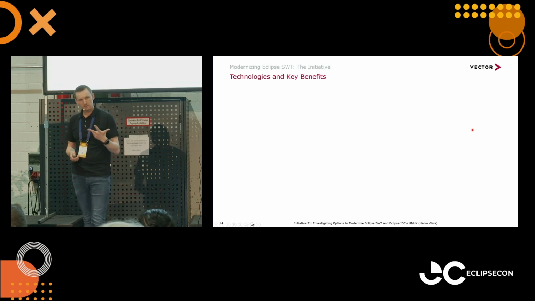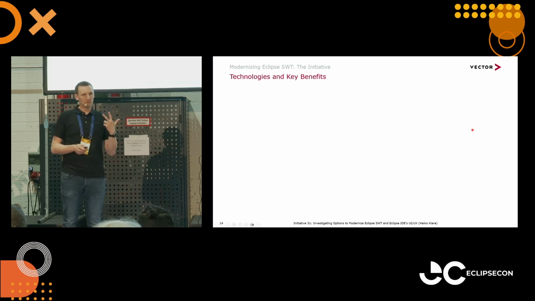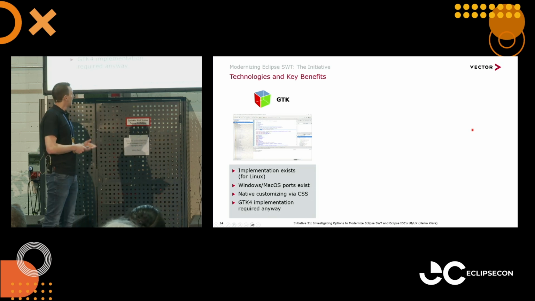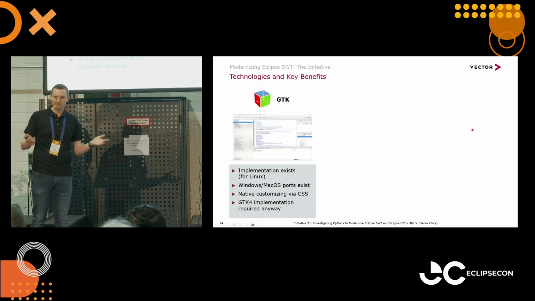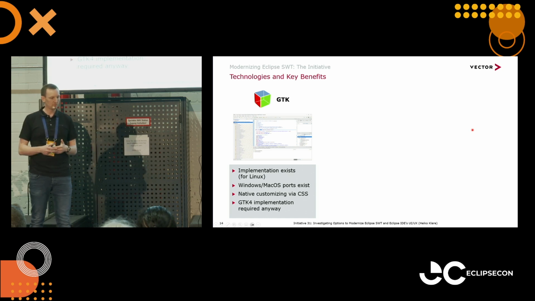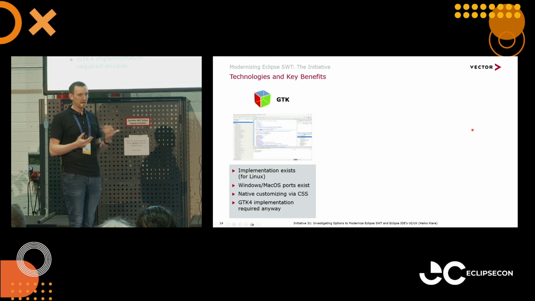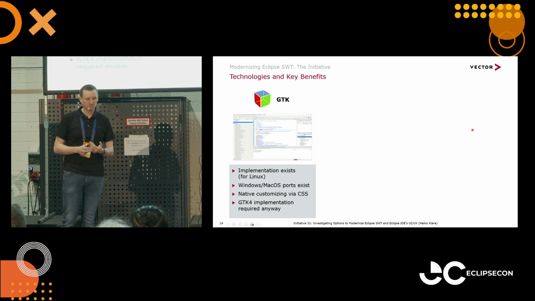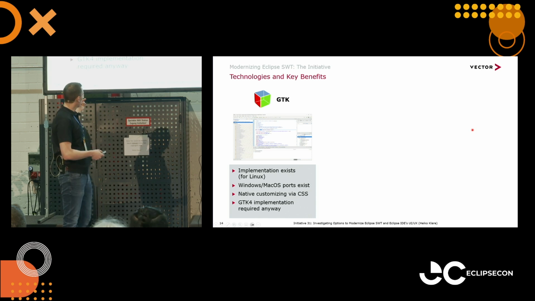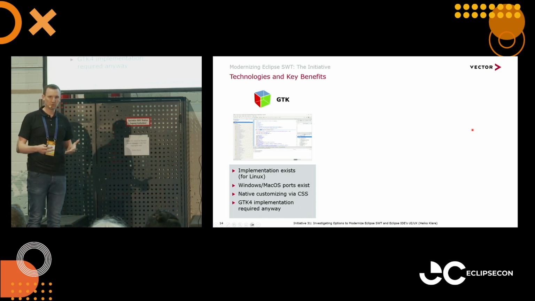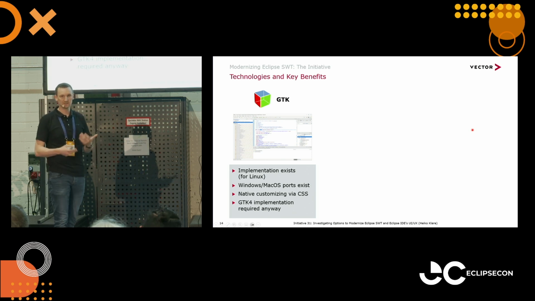These are 3 technologies that we so far took a look into. The first one is no surprise to you. It is GTK. I've shown that to you already. For GTK, an implementation already exists that makes it usable out of the box. We have existing ports for Windows and macOS, and GTK also has native customizing support via CSS. So for the customizing aspect, that's also great. And one thing regarding GTK I already mentioned is that we have to move to GTK4 anyway. So putting effort into this, getting knowledge about GTK, is something good.